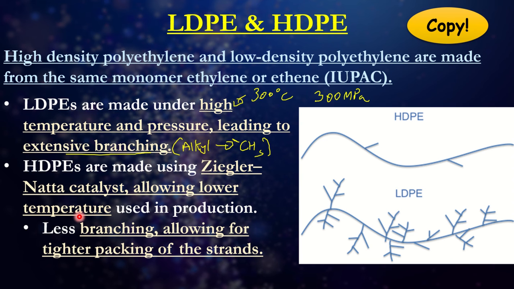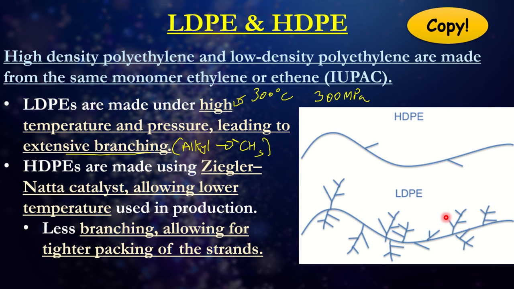Because we're using it at a lower temperature as well, we have less branch stacking, as we see, and you can see that it's more tightly packed together. If we're talking about density, the high density, as given in the name, is high density because there's not as much stacking, whereas low density is not as dense because there's a lot more stacking apart.